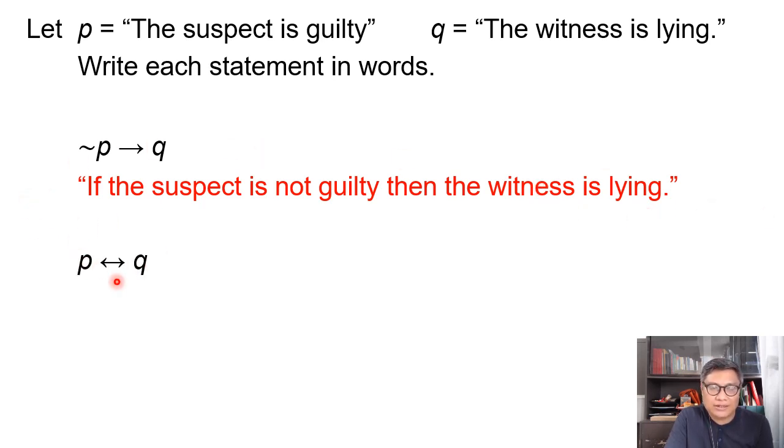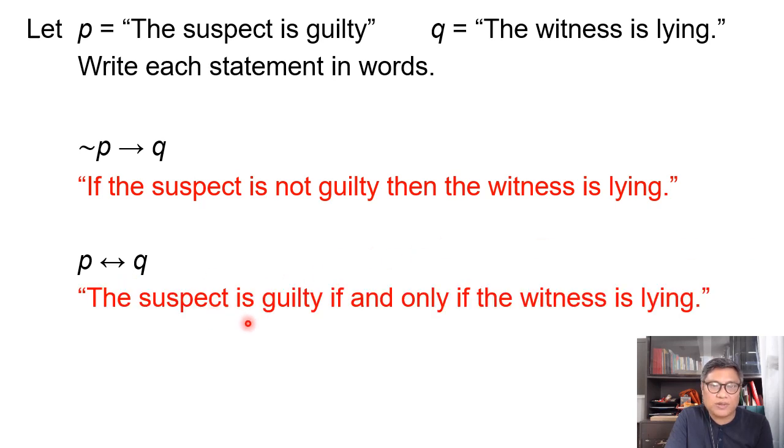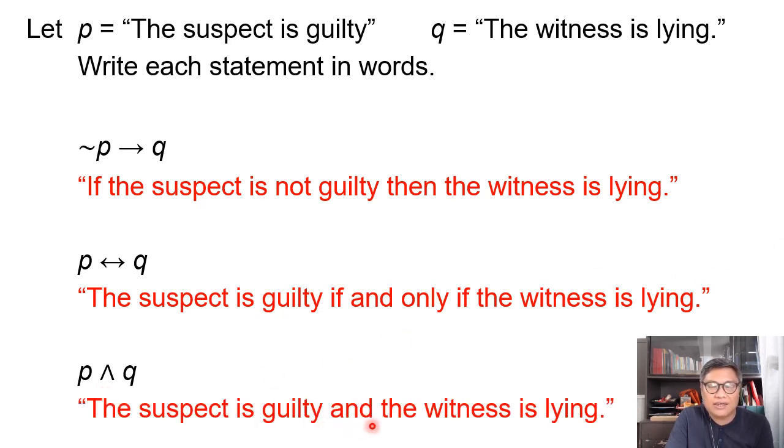Another one is this symbol, the double-edged arrow. This is your biconditional, so we use the words "if and only if." P if and only if Q, you write it as "the suspect is guilty if and only if the witness is lying." And of course, we also have P and Q. This is the symbol for and, your conjunction. The appropriate connective, class, is "and." Therefore, it would be "the suspect is guilty and the witness is lying."